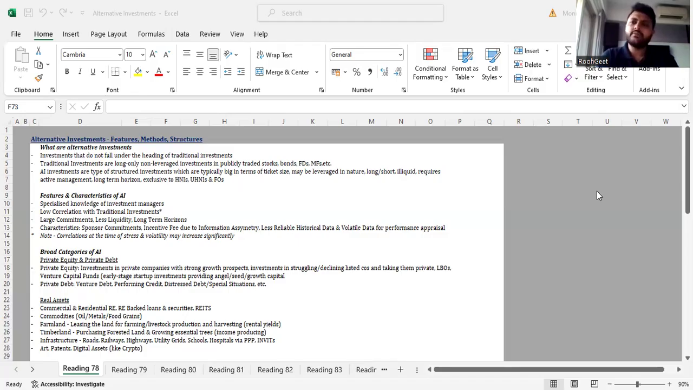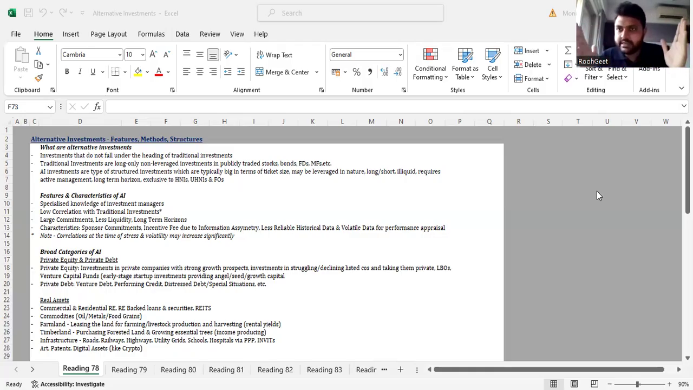You might have seen alternative investments a lot, but you might just not know that these particular kinds of investments fall under alternative investments. For example, private equity, venture capital, private debt, hedge funds. You might have learned about this or read about this somewhere, but you don't know that these are actually not traditional investments.